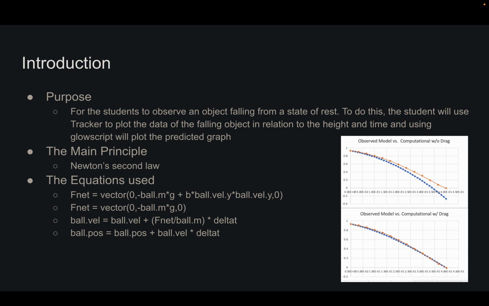And just for the effects of gravity, the F net would be negative ball mass times gravity. And the ball velocity is equal to ball velocity plus F net divided by ball mass times delta t, which would be another equation used to update the velocity. To update the position, the position of the ball is equal to the position of the ball plus ball velocity times the change in t. And over here demonstrates the preview of the results of the models with and without the drag.